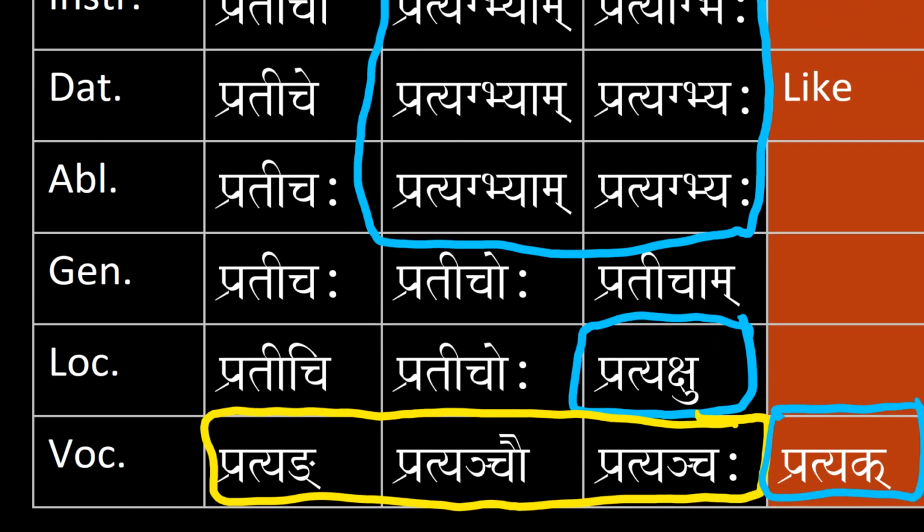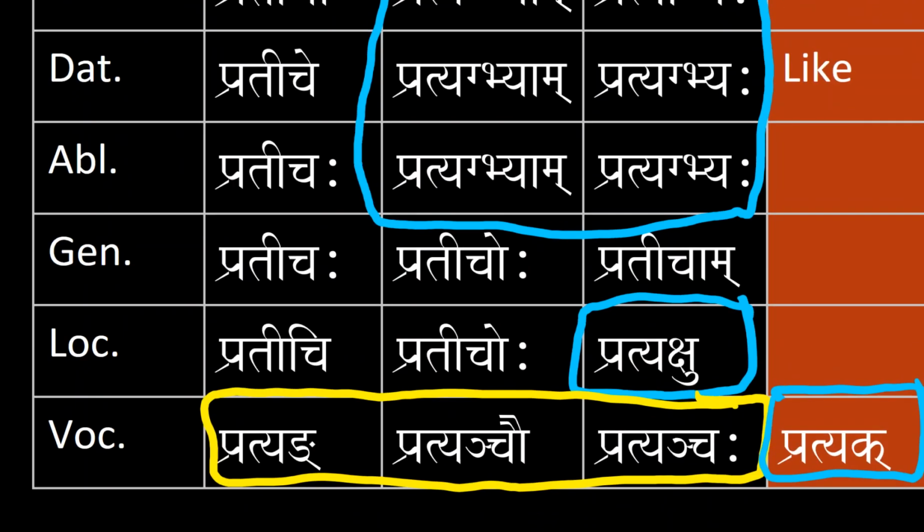For genitive, we have pratichaha, pratichoho, and praticham. For locative, singular, dual, and plural, we have pratichi, pratichoho, and pratyakshu. Then for vocative, we have he pratyang, he pratyanchau, and he pratyanchaha.